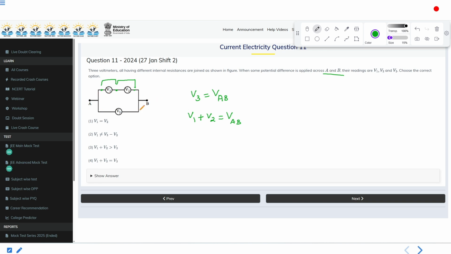Since they are connected in parallel, the potential difference across this V3 will be VAB, and the measurements in this V1 and V2 will be different according to their internal resistances, but the sum of the readings of both the voltmeters will be equal to VAB. So according to this, V1 plus V2 will be equal to V3. So which option is correct? Fourth option.